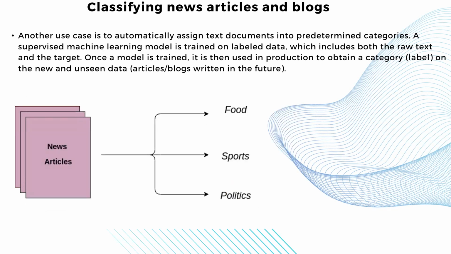Another one is articles and blogs. Another use case is to automatically assign text documents into predetermined categories. A supervised machine learning model is trained on labeled data, which includes both the raw text and the target. Once a model is trained, it is then used in production to categorize new and unseen data, articles and blogs written in the future. So there are articles of various categories. By this classification, they can be classified into categories like food, sports, politics.